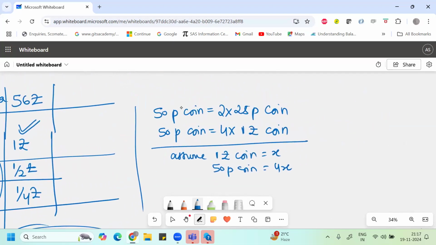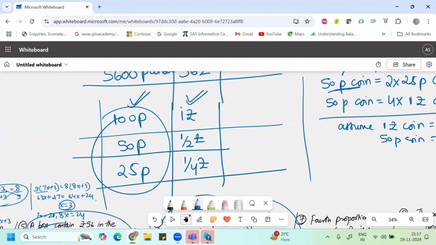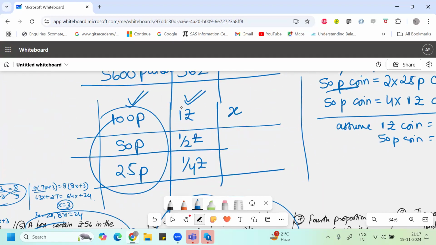So this is 4x, and this 50 paisa coin is double the 25 paisa coin. So your 25 paisa coin would be 2x. Any doubt, guys? Are you getting this part? This would be 2x. So if the 1 rupee coin is x, then the 50 paisa coin is 4x and the 25 paisa coin is 2x.